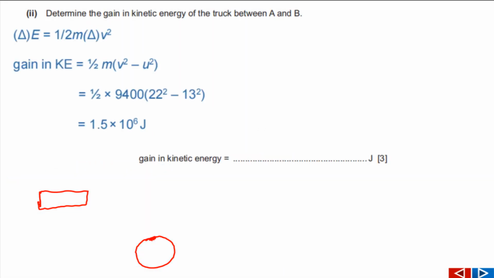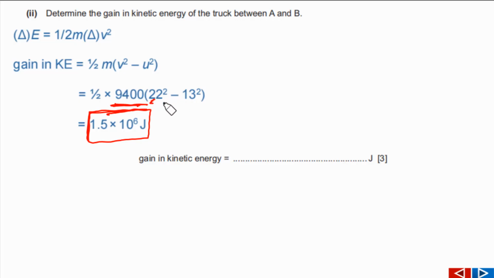In the next part, we need to calculate the gain in kinetic energy. We have the values of v and we have the mass, so we can plug in. So this is our final answer. The final answer should have 2 SF because the least number of SF, you can see, is 2 SF, 2 SF, 2 SF. So it also should have 2 SF. So simple use of formula in this case.